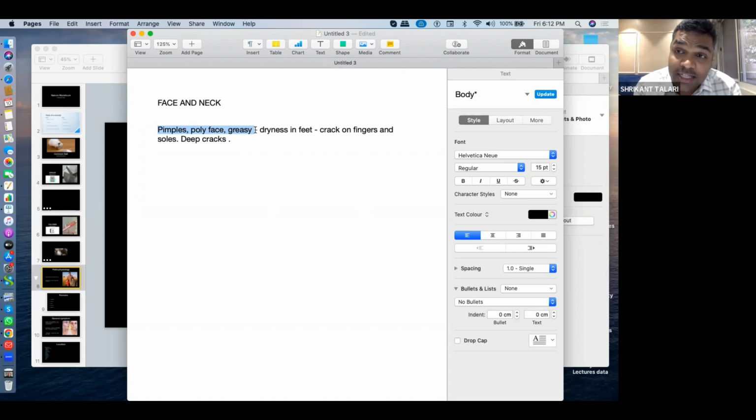So the important aspect you have to observe is excessive dryness, cracks, and fluid retention. This is what you will see. The face has too much oil, too much fluid, and somewhere else there will be dryness. Somewhere else there is dryness, somewhere else there will be fluid.